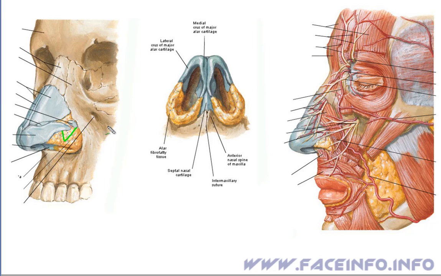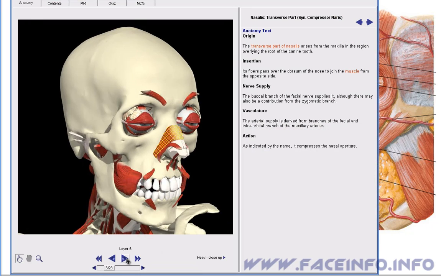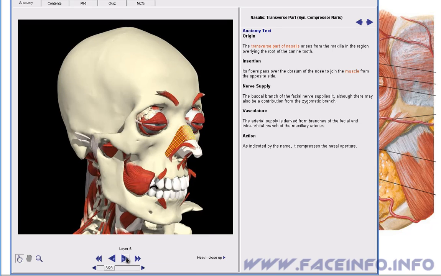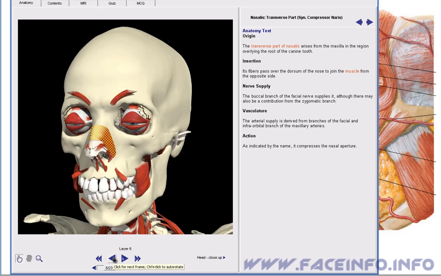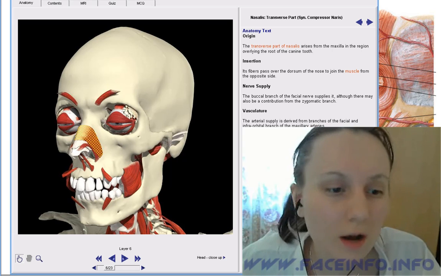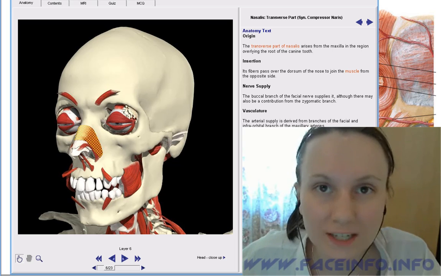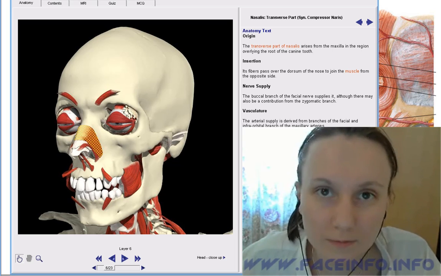So now let's enumerate the nasal muscles. The transverse part of nasalis arises from the maxilla in the region overlying the root of the canine tooth. Its fibers pass over the dorsum of the nose to join the muscle from the opposite side. For example, I show how it works. Jessica Alba, Miley Cyrus, Kate Middleton: when the muscle is more stretched, very small folds are formed.